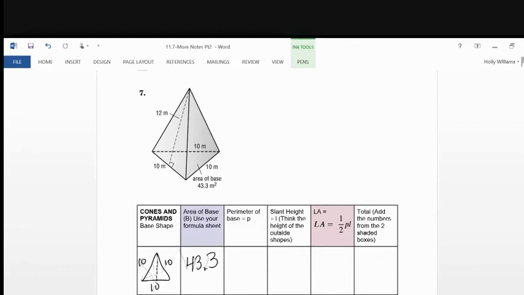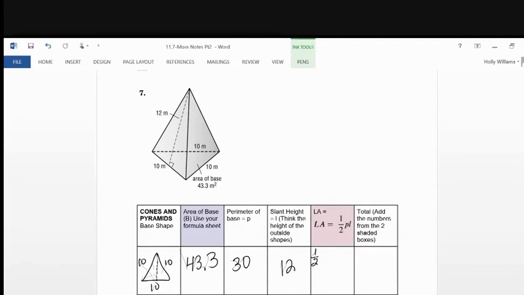Okay, perfect. Wait, what's the 10 millimeter in the back? So that's the third side. It's showing you that it's an equilateral triangle, so all the sides are the same. Okay, so 43.3, and then perimeter is 30. Yep. And then slant height is 12. Yep. And remember, you may have to do Pythagorean theorem to find that. Just FYI.